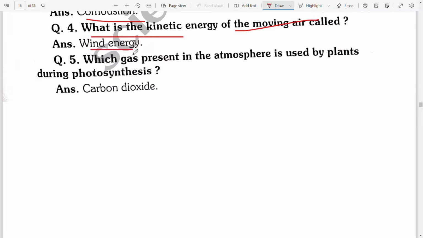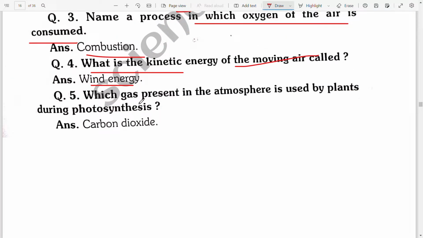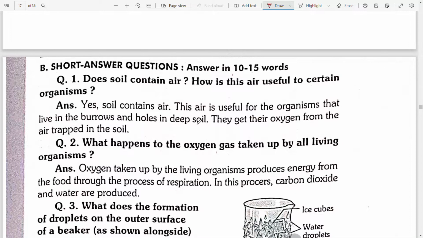It is wind energy. Which gas present in the atmosphere is used by plants during photosynthesis? Carbon dioxide, CO2. CO2 का यूज करते हैं plants और क्या बना देते हैं? Food.